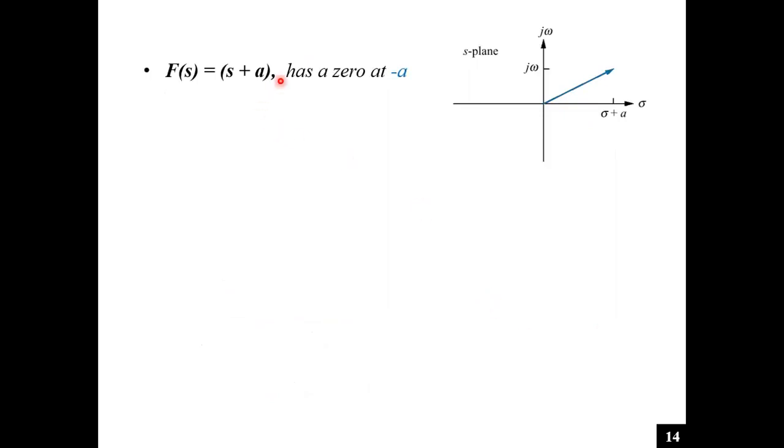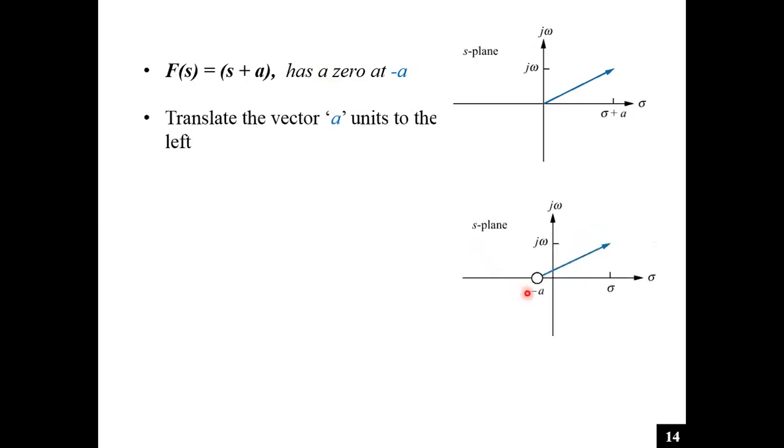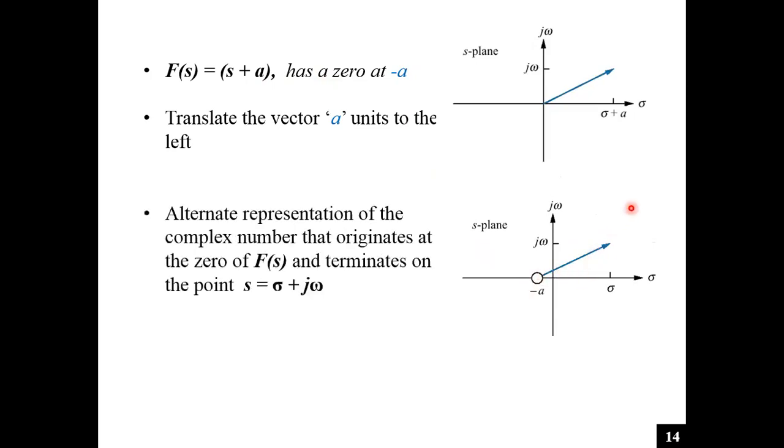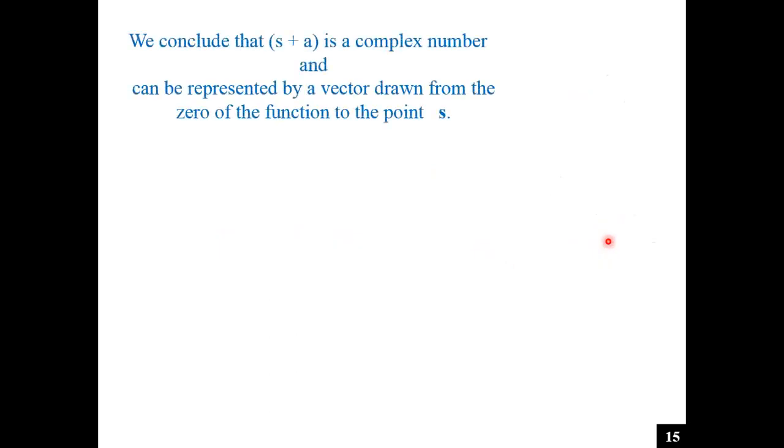S plus a has a zero at minus a. So translate the vector a units to the left. This is another way to represent the vector. So this is an alternate representation of the complex number that originates at the zero of F(s) and terminates on sigma plus j omega. We conclude that s plus a is a complex number and can be represented by a vector drawn from the zero of the function to the point s.